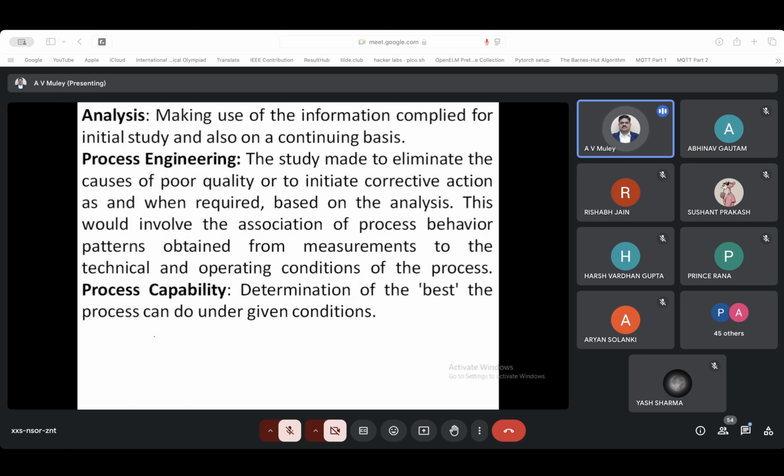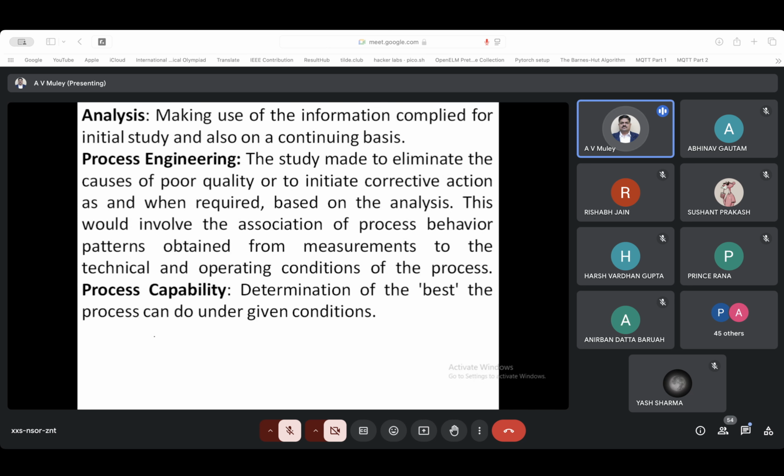एनालिसिस, तो फिर डेटा जैसे मान लो प्लान करोगे उसके बाद डेटा मान लो जनरेट हो रहा है आपका, मेजर कर रहे हो आप, तो उसके बाद उसका एनालिसिस करना होगा, मेकिंग द यूज ऑफ इंफॉर्मेशन कंप्लाइड फॉर इनिशियल स्टडी एंड आल्सो ऑन continuing basis process engineering. The study made to eliminate the causes of poor quality or to initiate corrective action, and as and when required based on analysis.